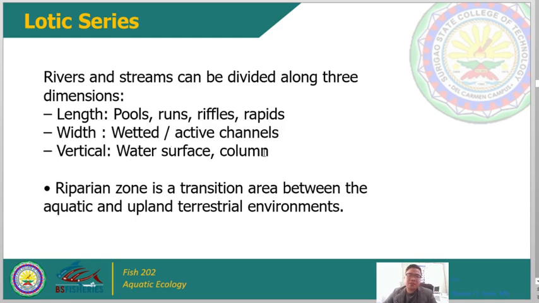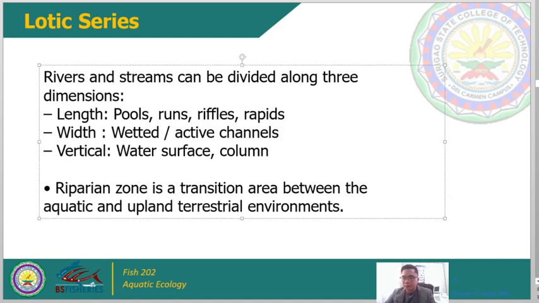There are organisms thriving in these two classifications of rivers and streams. And here we also have the term riparian zone. It is a transition area between the aquatic and upland terrestrial environments. So you can search more about the riparian zone and how important these zones are with regards to the food chain, the food web, and how organisms rely on these particular zones.